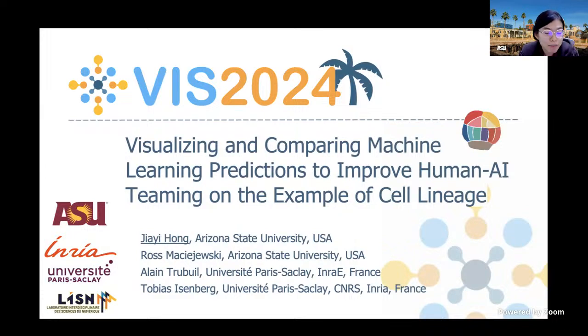Thank you, Michael, for the introduction. Hi, everyone. My name is Jiayi. Today, I'm going to present our paper entitled Visualizing and Comparing Machine Learning Predictions to Improve Human-AI Teaming, on the example of cell lineage. This work was a collaboration with Maciejewski, Alain, Trubuil, and Tobias Isenberg.